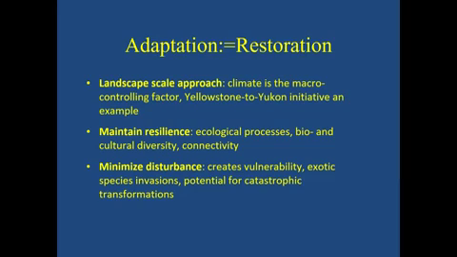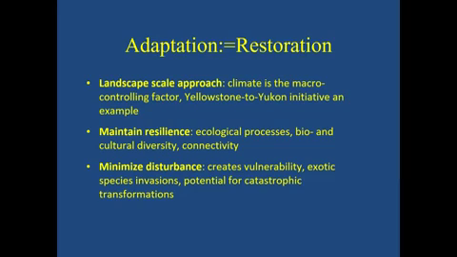So first of all, some thoughts. This kind of adaptation is best carried out at a landscape scale because climate operates at a landscape and oceanscape scale. It's a macro controlling factor from the North Pole to the equator. There's some really good landscape scale initiatives on conservation and adaptation. The Yellowstone to Yukon initiative is a good example. You can check that out. Y to Y.